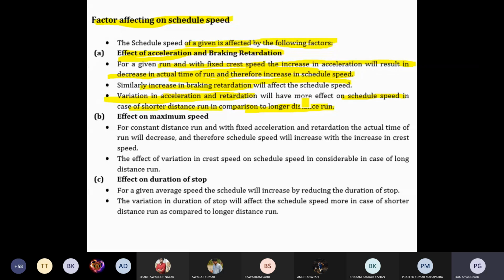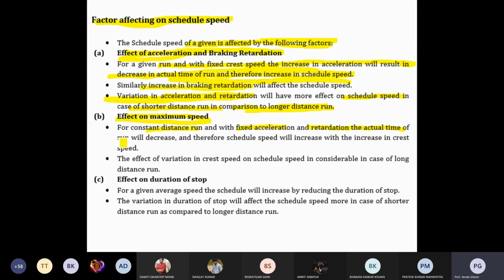The effect of the maximum speed. For a constant distance run with fixed acceleration and retardation, the actual time of run will decrease. Therefore, the schedule speed will increase with the increase of the crest speed or the maximum speed. The effect of variation of the crest speed on the schedule speed is considerable in the case of a long distance run.